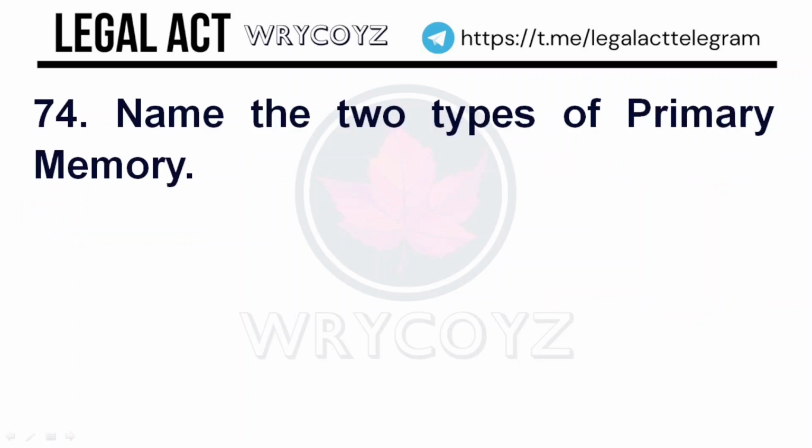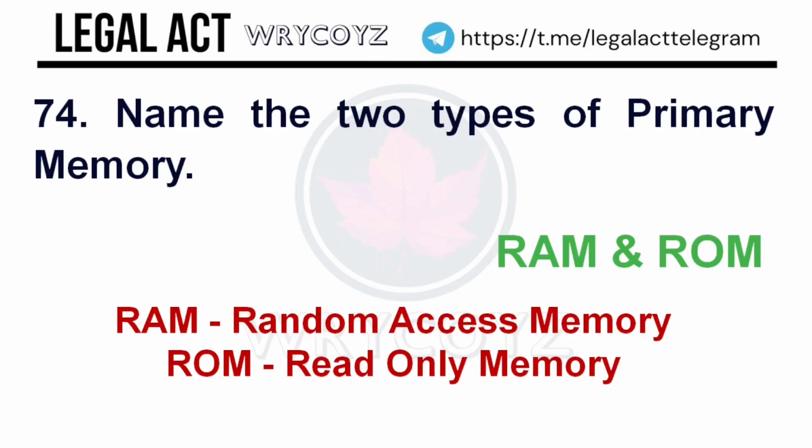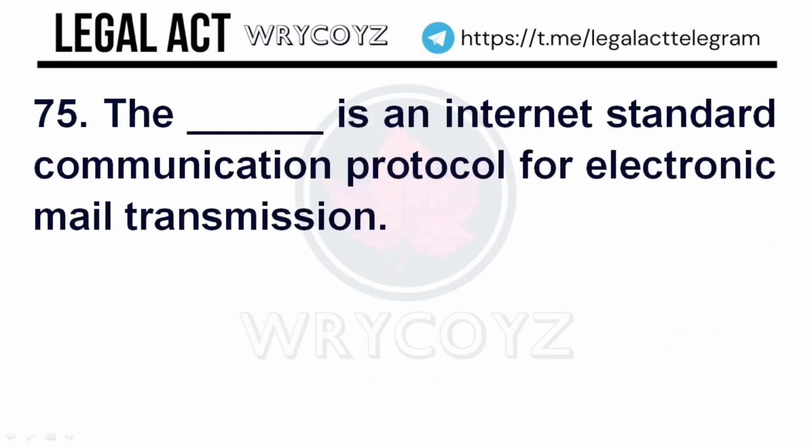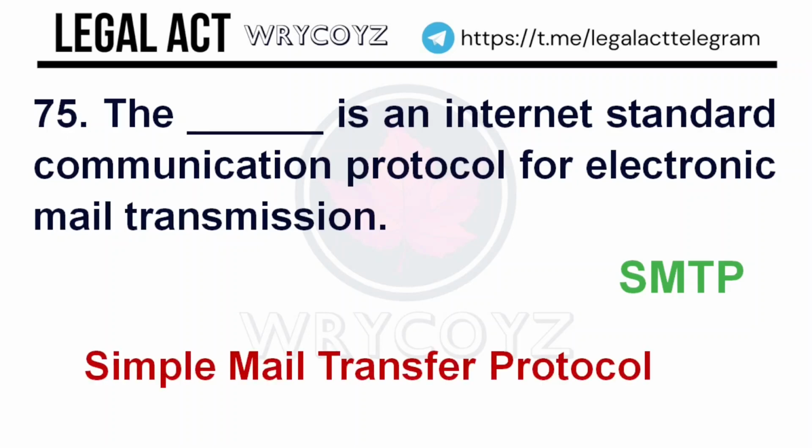74. Name the two types of primary memory. Answer is RAM and ROM. RAM is random access memory and ROM is read-only memory. 75. The dash is an Internet Standard Communication Protocol for electronic mail transmission. The answer is SMTP. Simple Mail Transfer Protocol.